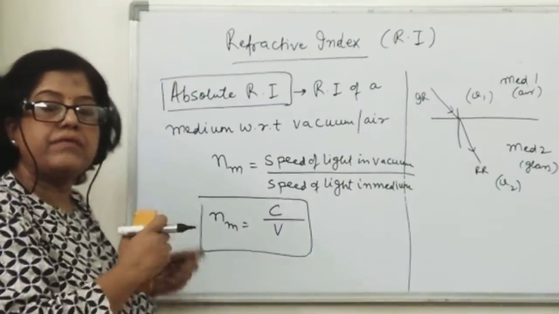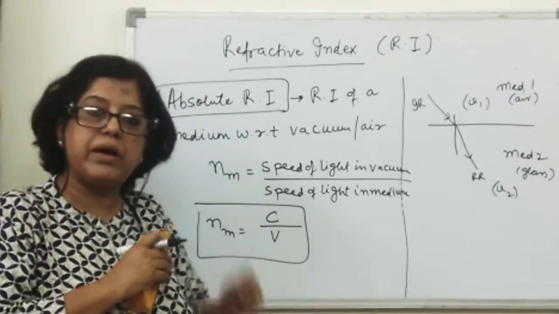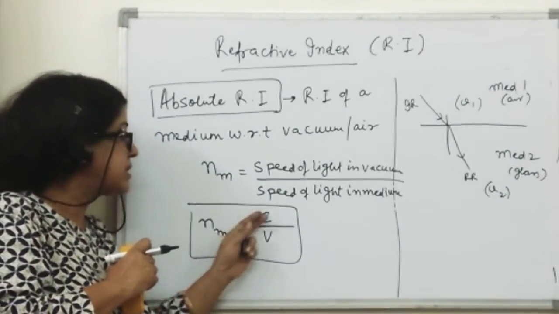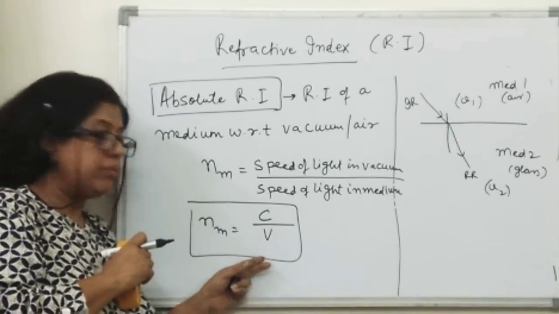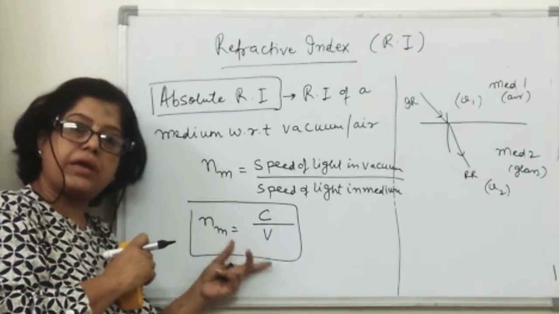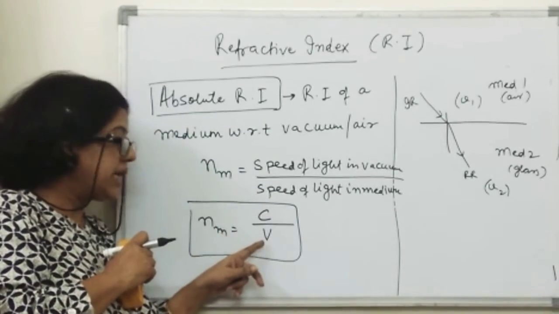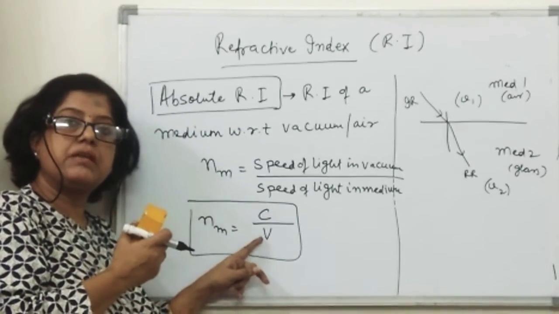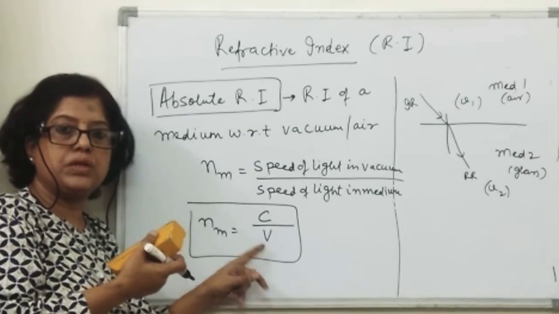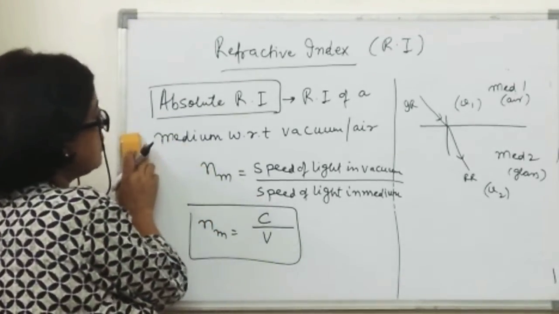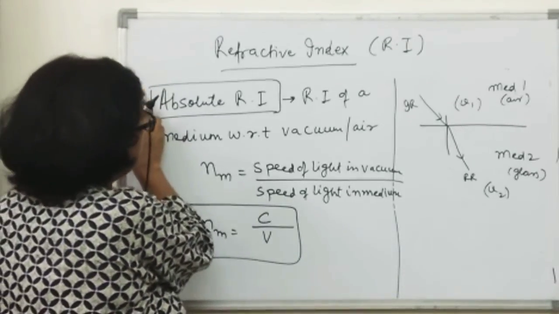Okay. So we have done that N21 is V1 by V2. Second formula, absolute refractive index Nm is C by V. Fine. Because here the first medium is vacuum, so in the numerator we have written C, and the second medium is the medium itself, so the speed of light in the medium is V. So this is how we write. Fine. So this is about absolute refractive index.